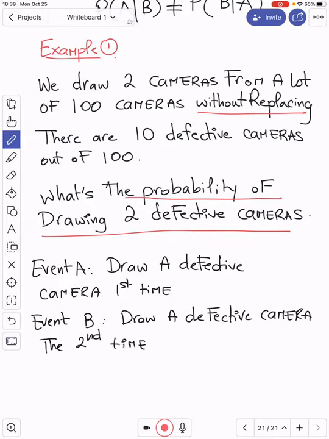Are there any questions in the chat? Okay, no questions. All right, so we are looking for the probability of drawing two defective cameras. Drawing two defective cameras means you draw a defective camera the first time, and you draw a defective camera the second time, right? So we are looking for the probability of A and B.